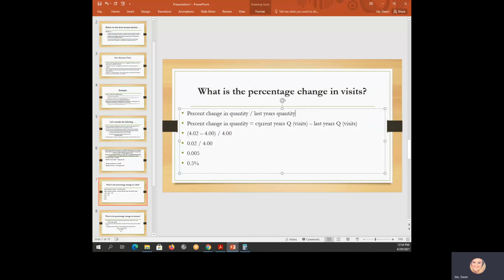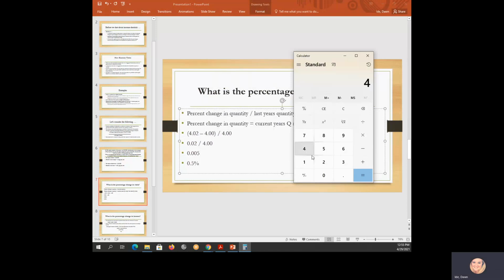So how do you get percent change in quantity? Again, your current year's visits minus your last year's visits. So you do 4.02 minus 4, and then you divide that by your last year's quantity, which is 4.0. I'm going to grab my calculator here. When you do 4.02 minus 4.00, that comes out to 0.02. So that's how we got that number. And then you just divide that by last year's quantity, which is 4.00, and that equals 0.005.